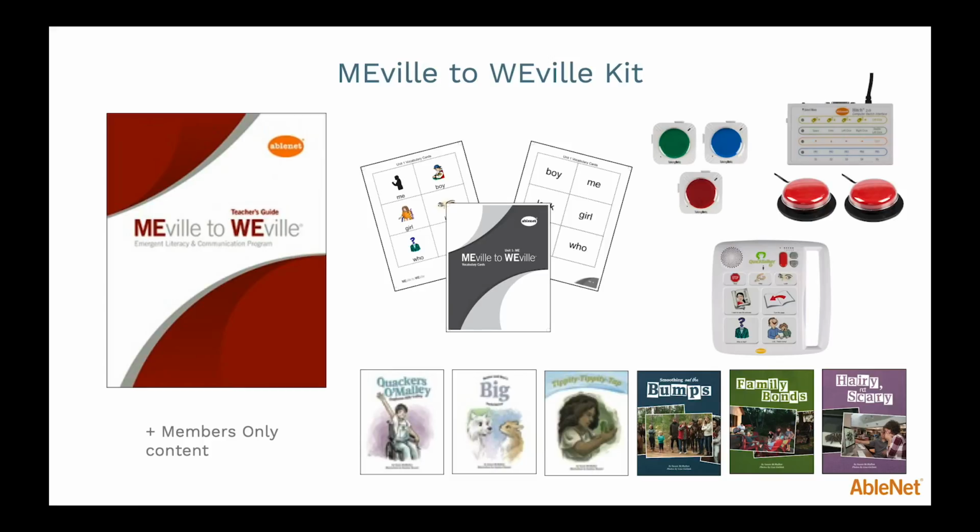Let's take a brief look at the contents of your MEville to WEville kit. The MEville to WEville curricular kit box contains teacher's guides with 3 units of lessons, vocabulary cards, 7 assistive technology devices, 6 literature books written specifically for MEville to WEville, and the members-only content.